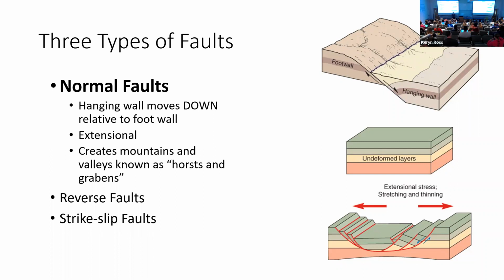I want you to notice what's happening to your elbows. Are they getting closer together or farther apart? They're getting farther apart, so this is extension. Anytime you have the hanging wall moving down relative to the foot wall, and I say relative because it doesn't matter which one moved, it's the relative motion to each other. You could have the foot wall going up, the hanging wall going down, or both moving, and it still gives you the same relative motion. It's extensional, it's pulling apart.